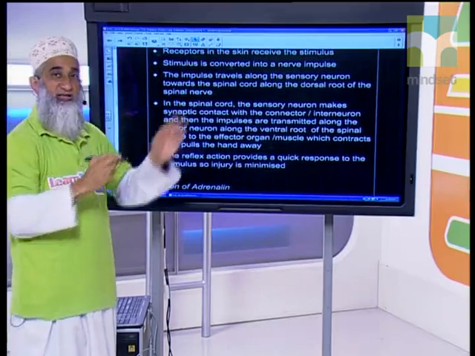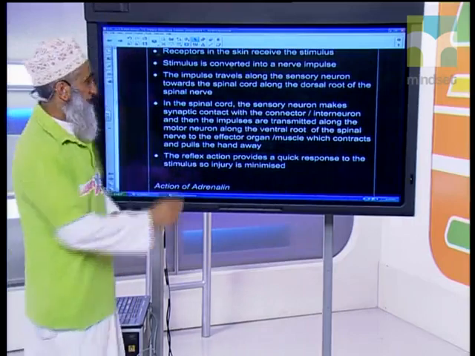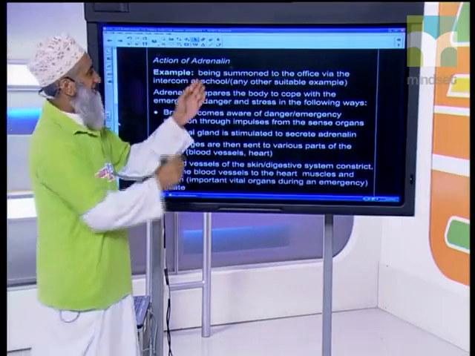They don't talk about receptors and then say you pull your hand away and then say it goes to the sensory neuron. There must be a logical flow. Then, action of adrenaline. All they have done here is given you an example.